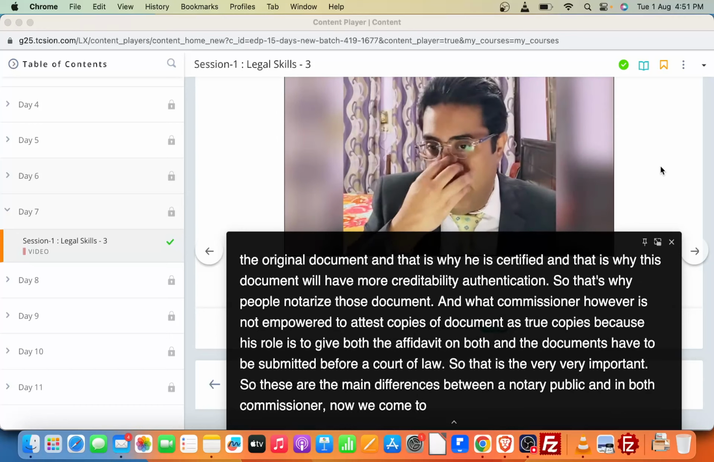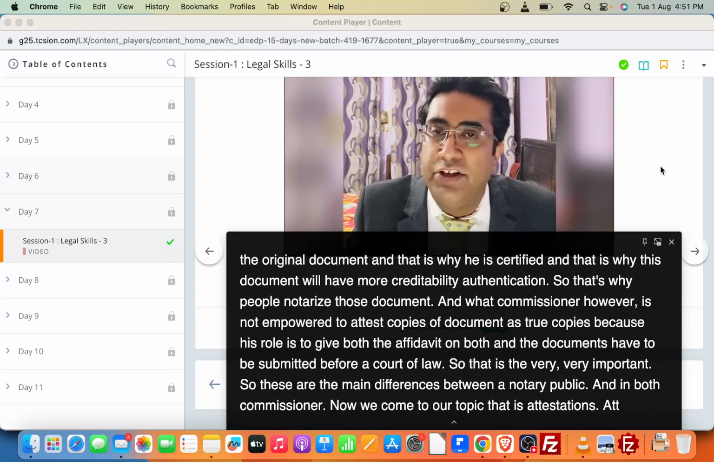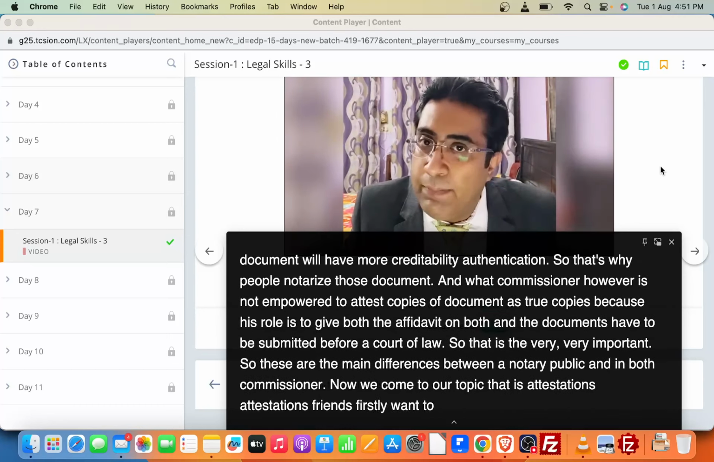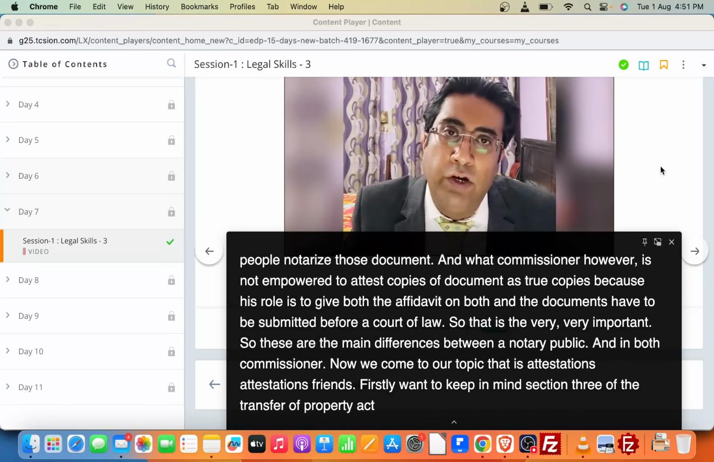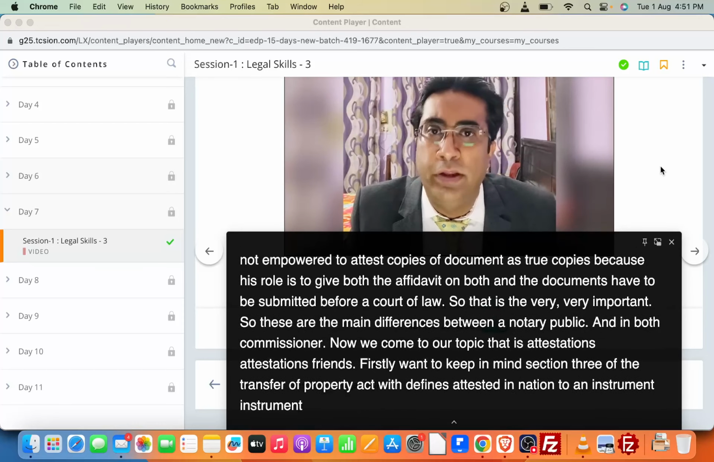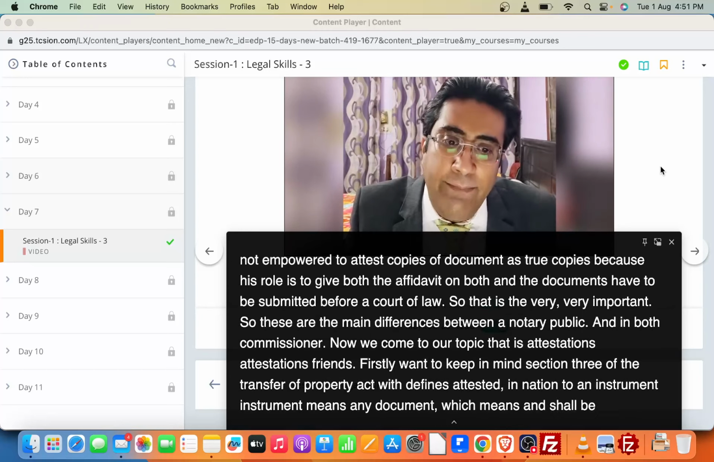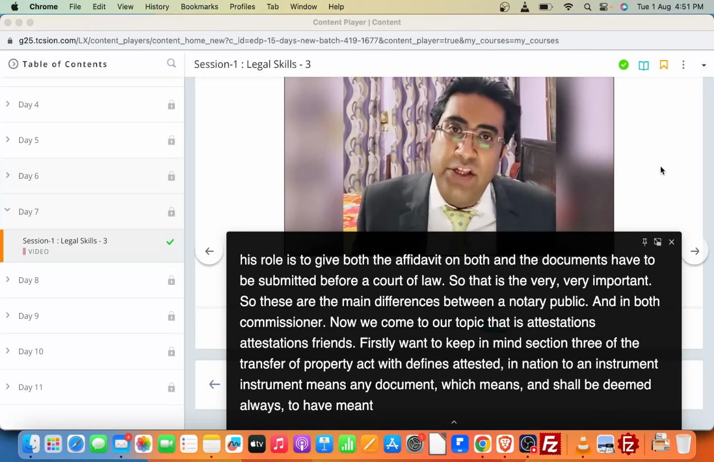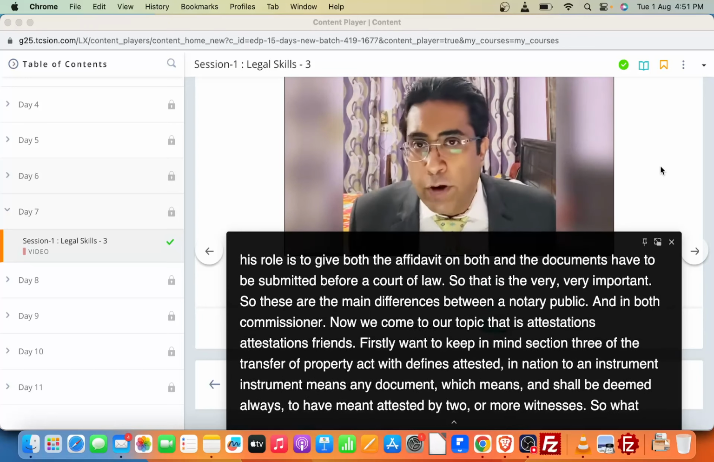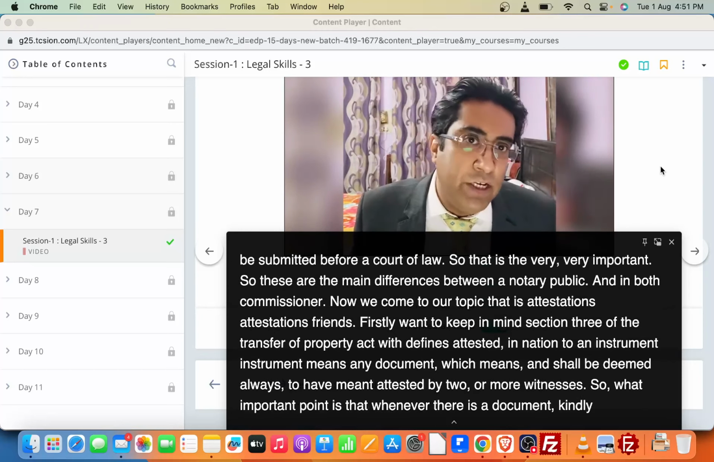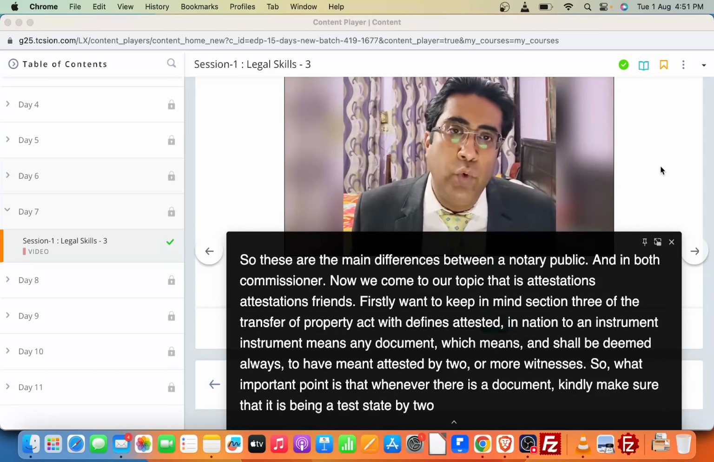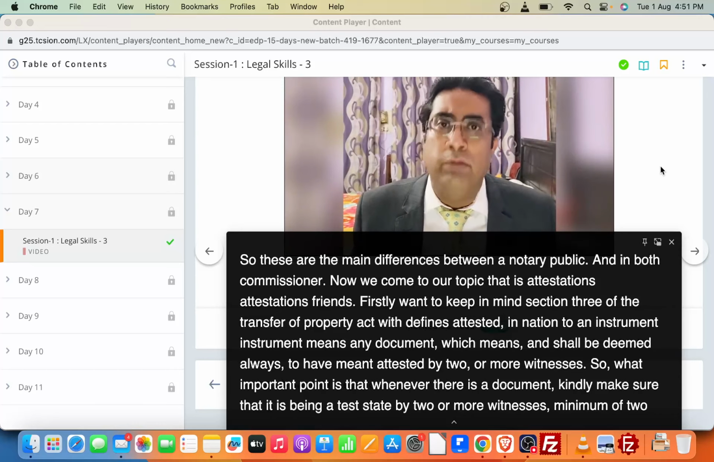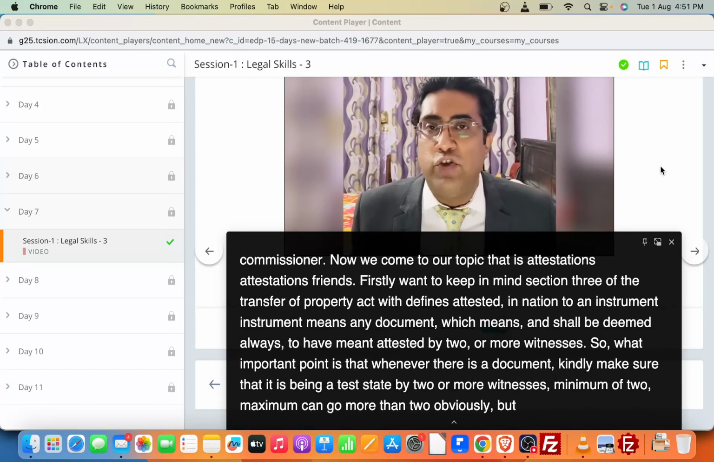Now we come to our next topic, that is attestations. Attestations, friends: firstly, one should keep in mind Section 3 of the Transfer of Property Act, which defines attested in relation to an instrument. Instrument means any document, and attested means and shall be deemed always to have meant attested by two or more witnesses. So the important point is that whenever there is a document, kindly make sure that it is being attested by two or more witnesses.